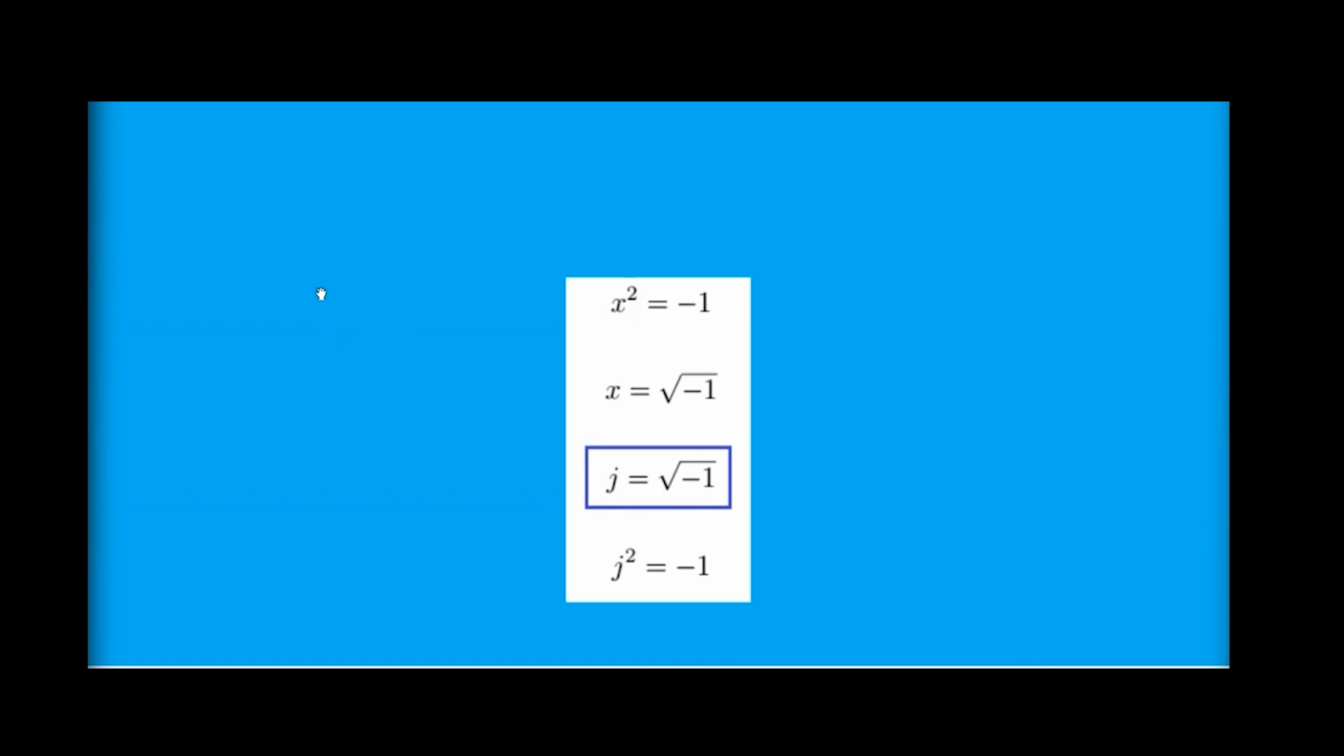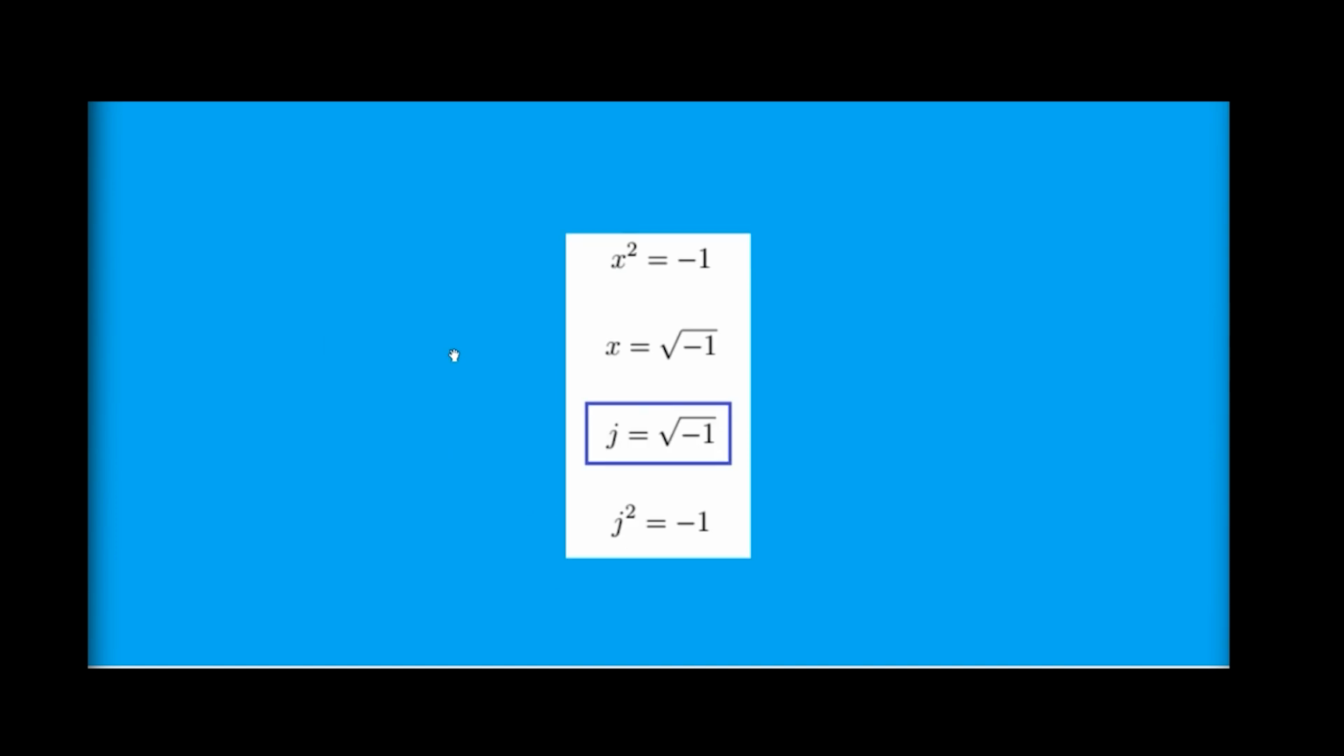You may have noticed that we are using the letter j instead of i to represent the imaginary number. The reason is that in Python, j is used for the imaginary number, and in electrical engineering, i is already used to denote current. These are the two reasons we use j in this course. The square root of minus 1 is not a real number. It is an imaginary number because no real number multiplied by itself produces a negative number.